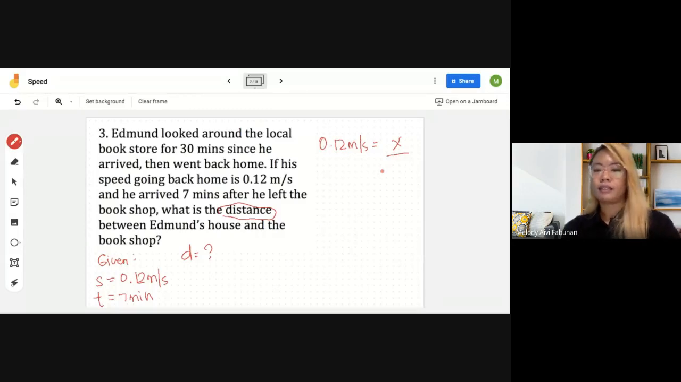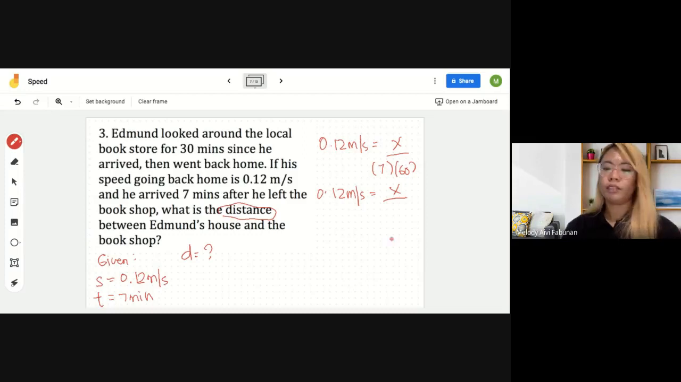7 minutes, let's convert it first into seconds. So 0.12 meters per second is equivalent to distance divided by what is the time in terms of seconds? Ano yung time natin? 420 seconds. Thank you very much. And now we are going to multiply it here. We're going to multiply it with 420 seconds. The same here on this side.